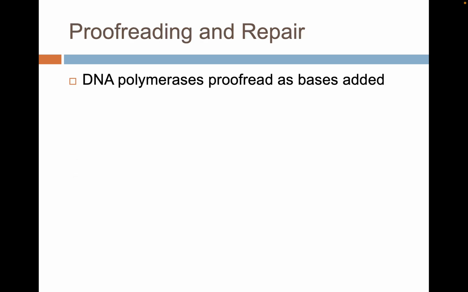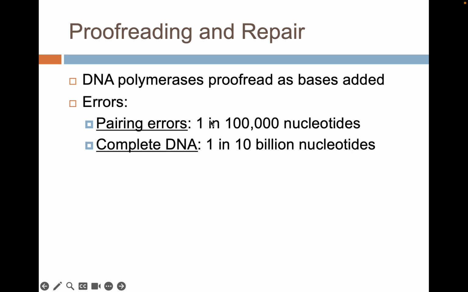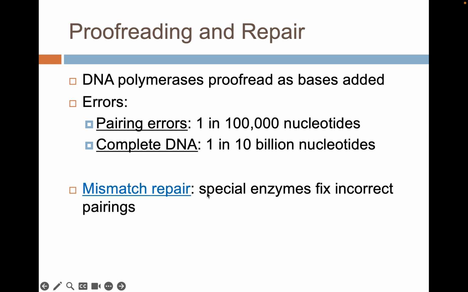All right, proofreading and repair. So DNA polymerases also proofread as bases are added. They're checking to make sure that there are no mistakes or mutations occurring. Errors do happen, but they're quite rare. Pairing errors happen in 1 out of 100,000 nucleotides. We also have mismatch repair, special enzymes that fix incorrect pairings.